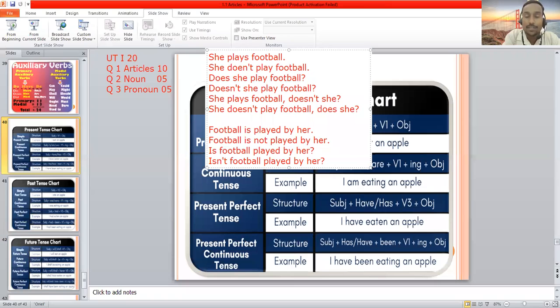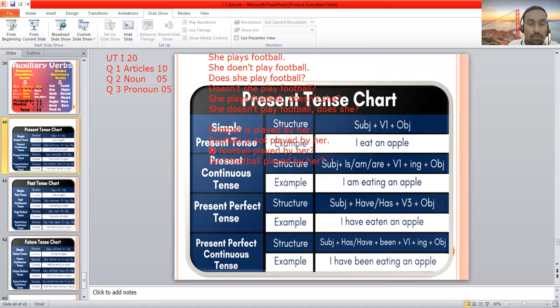So you try these kinds of sentences. You just need to take one example and try to make at least these 8 types. Which 8 types? Here you can think. She plays football. This becomes affirmative and its passive voice is football is played by her. She doesn't play football. This is a negative sentence and its passive voice is like this. Does she play football? This is interrogative and its passive is like this. And you'll come to know, doesn't she play football? Its passive voice is this.